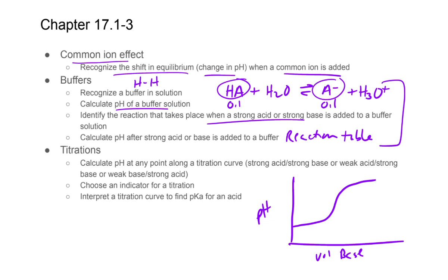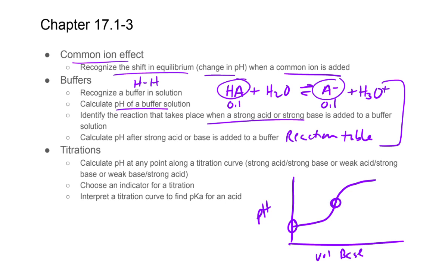And we talked about the four different points along the titration curve where calculations are sort of unique. So we have, before any base has been added, a weak acid in solution. Okay, and so that is a weak acid problem. Go back to chapter 16, and we use an ice table to calculate the pH of our weak acid.